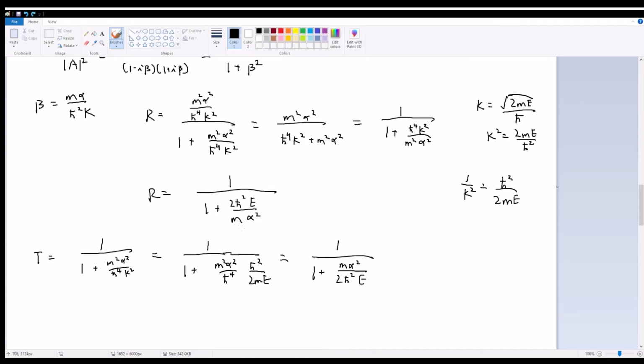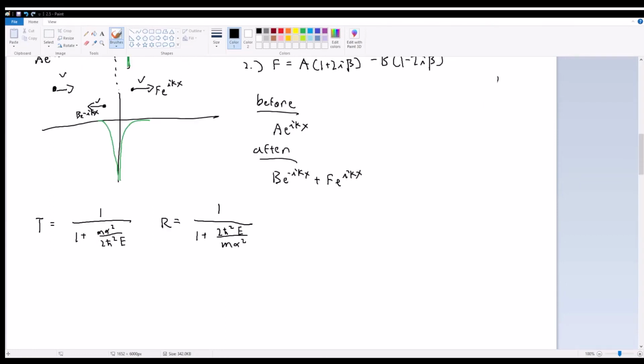So as the energy gets larger, the probability of the particle making it through the well becomes larger, and the probability of the particle being reflected back becomes smaller. The opposite is true as the energy goes down. So at lower energies, it's more likely for the particle to not make it across the well and get reflected backwards instead.